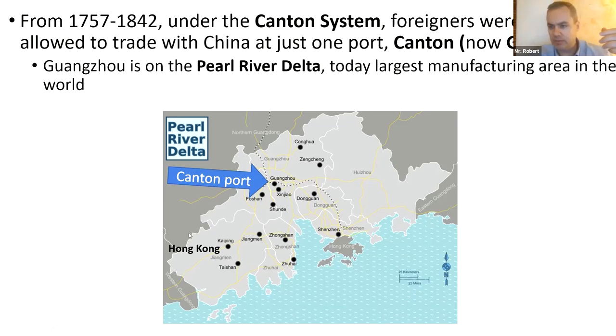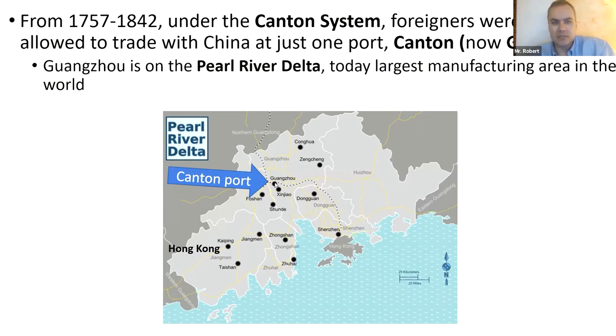You guys know where Guangzhou is, right? It's one of the biggest cities in China. Okay, so here's Guangzhou right here. But back then, at least in English, the word for Guangzhou was Canton. We say Cantonese is the language. So we can call it Guangzhou, we can call it Canton, whatever you want. Let's call it Canton because that's what they called it back then.